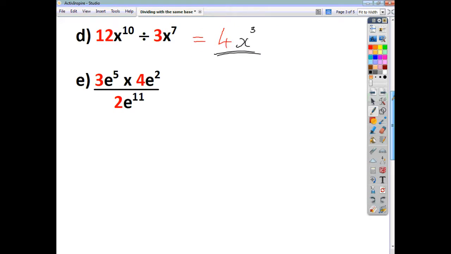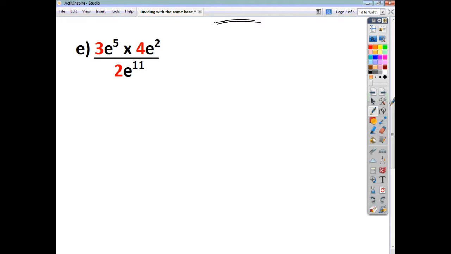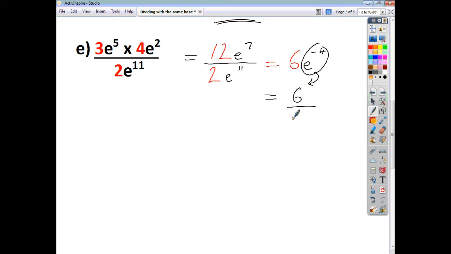And then with this last example, we're going to have to use the rule for multiplying as well as the rule for dividing. So we'll deal with the top part first of all, and we'll deal with the coefficients. 3 fours, that makes 12. e to the power of 5 times e to the power of 2, that'll make e to the power of 7. And then we're dividing that by 2e to the 11. Now again, deal with the coefficients, 12 divided by 2, that's going to make 6. And then to finish it off, e to the 7 divided by e to the 11, that's going to be e to the 7 minus 11, which is negative 4. And again, we don't want to leave our answer with a negative index, so we'll move the base and power downstairs, and you end up with an answer of 6 on the top and e to the power of 4 on the bottom. And that's all there is to it.